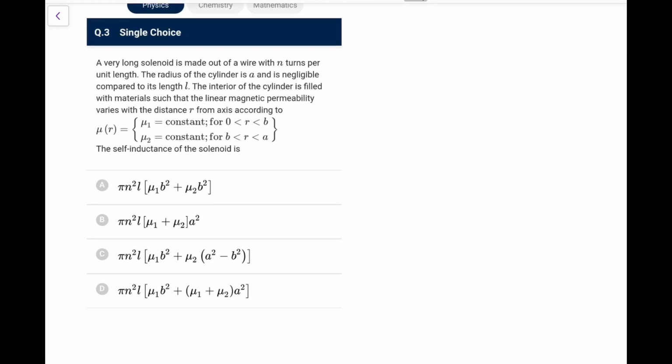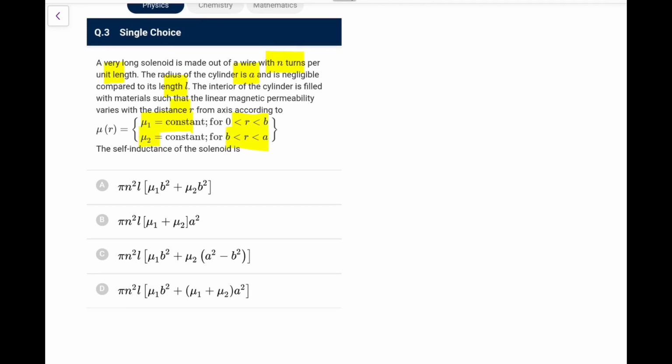Next, a long solenoid is made of a wire with n turns per unit length. The radius of the cylinder is A and is negligible as compared to its length. The interior of the cylinder is filled with material such that the linear magnetic permeability varies with distance r: it is mu1 till b, and from b to a it is mu2.